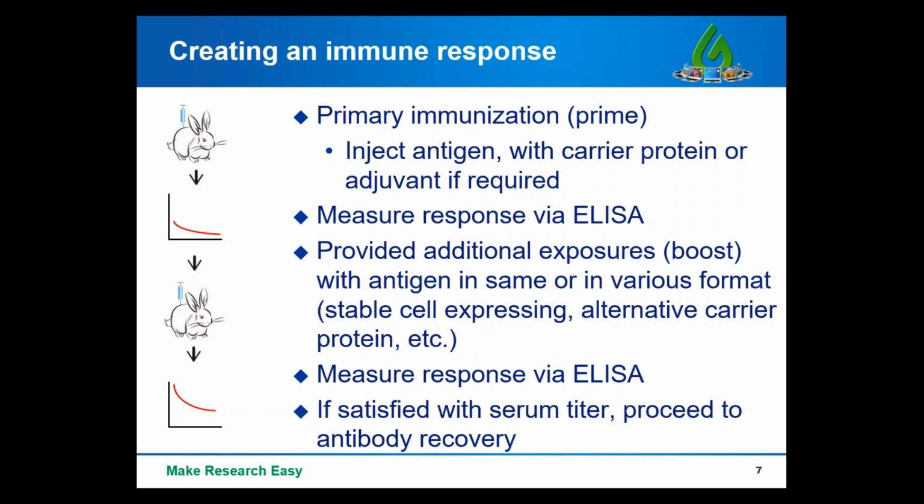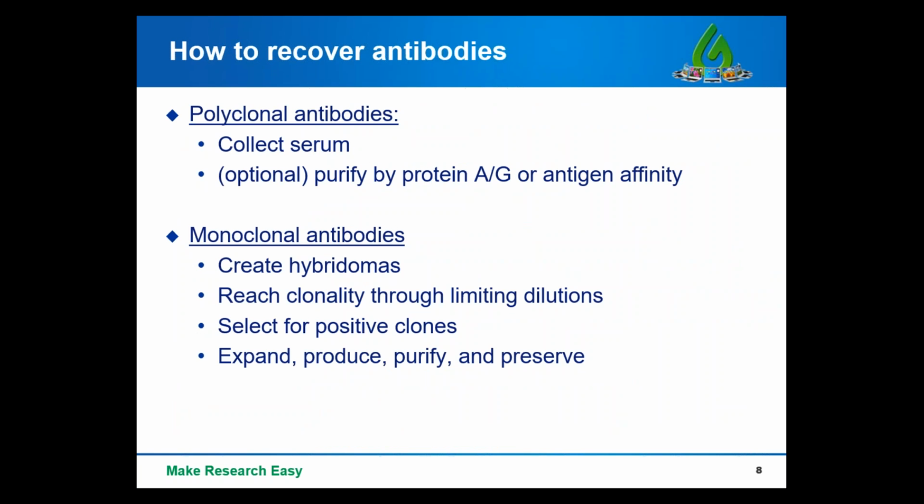Repetitive boosts of antigen exposure should be performed until there is no increase in titer from the previous boost. At this point, it is time to move on to recovering antibodies. Polyclonal antibodies are the simplest to produce, as merely recovering serum from the host provides material usable for assays.